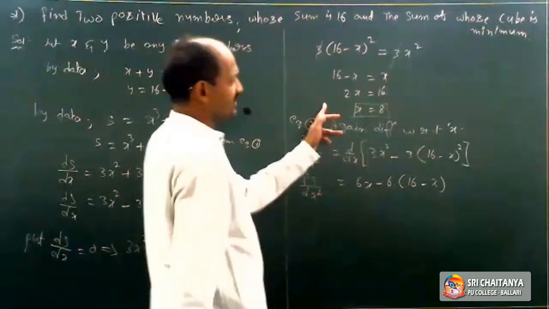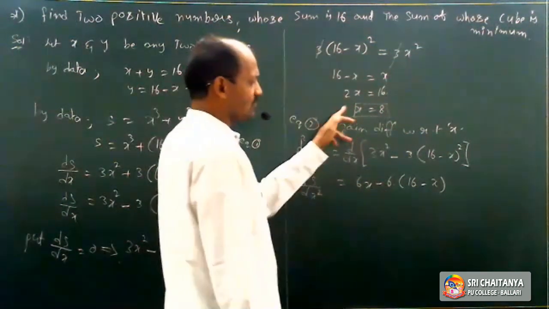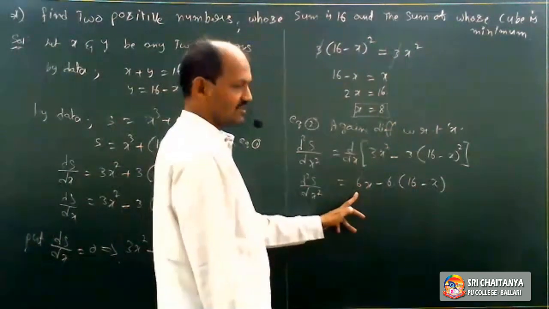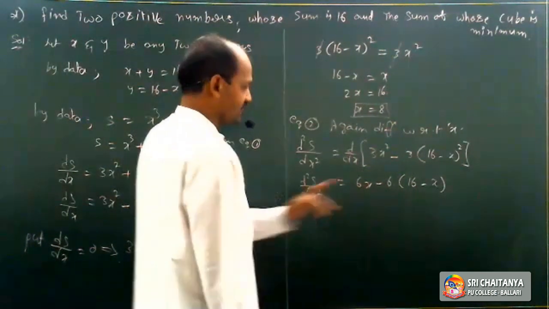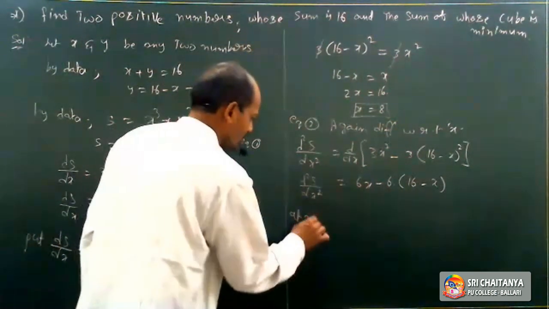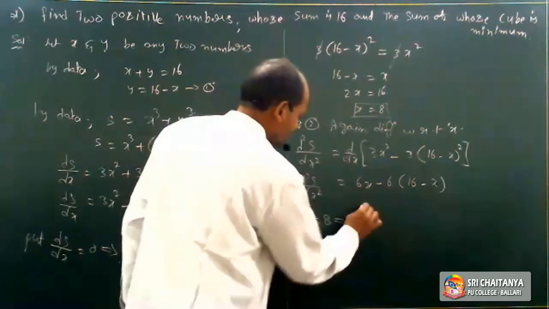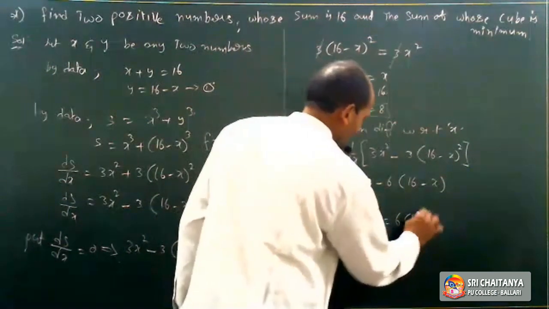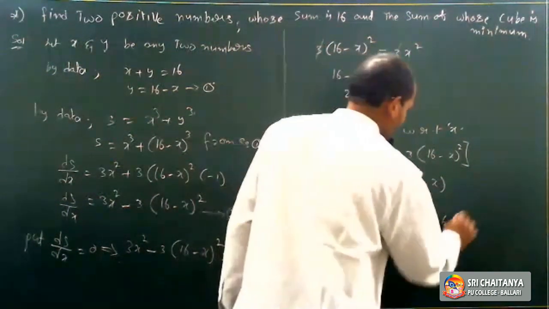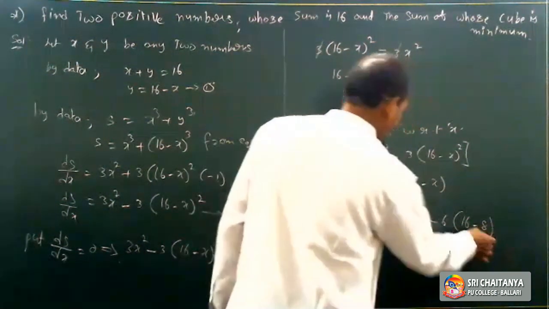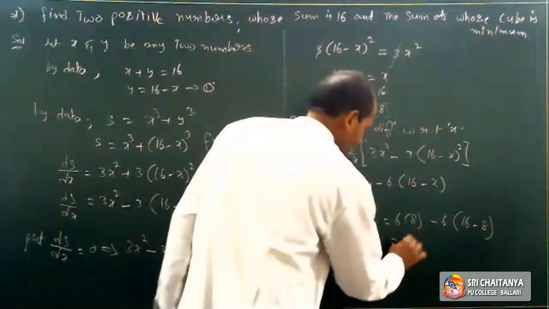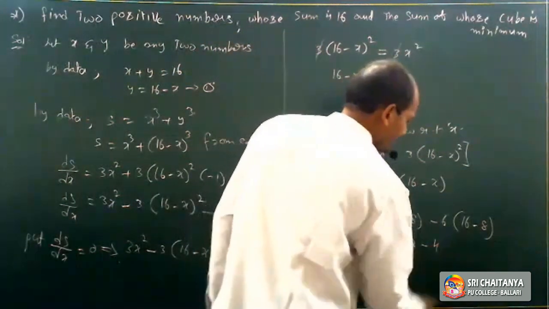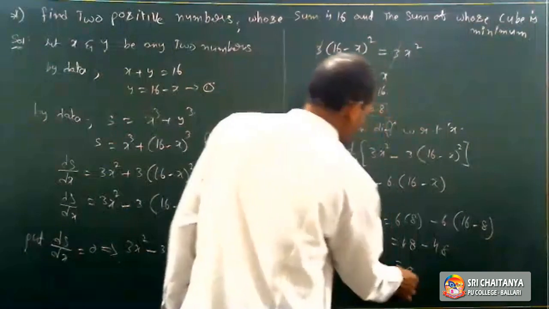Already here we get x value 8. That x is equal to 8. Substitute in the second order derivative. Here we get a positive. At x is equal to 8, d square s by dx square is 6 into 8 minus 6 into 16 minus 8. It is 48 minus 48, which is 0.